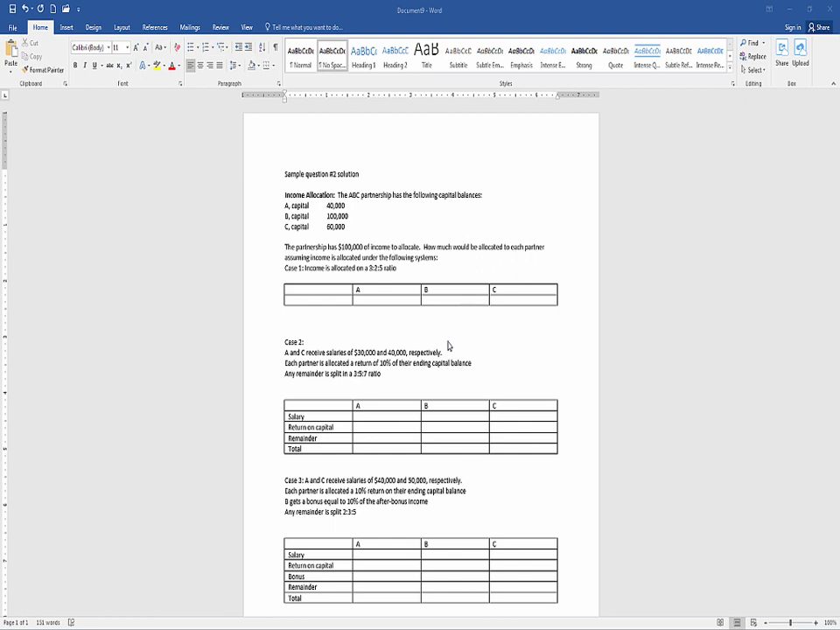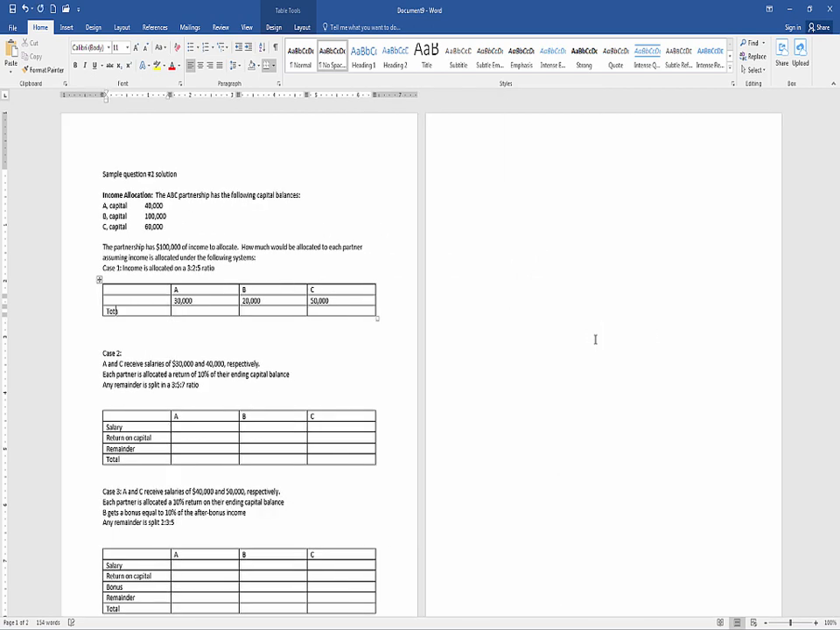In case 1, we have a straight ratio allocation, income allocated on a 3 to 2 to 5 ratio. So you add up the 3, the 2, the 5, that's 10. A gets 3 out of the 10, or 30% of the $100,000. B gets 2 out of 10, or 20% of the $100,000. And C gets 5 out of 10, or 50% of the $100,000. Just to cross all of our T's and dot all of our I's, we'll get a total column there.